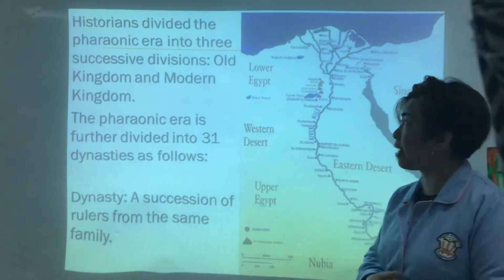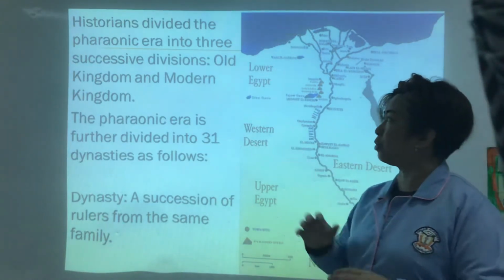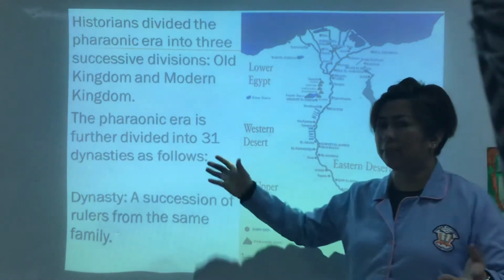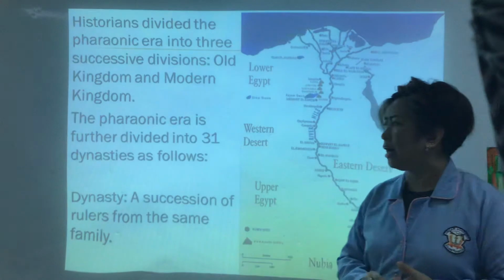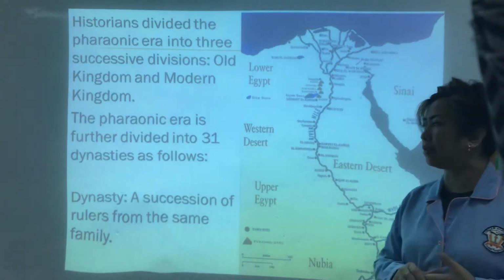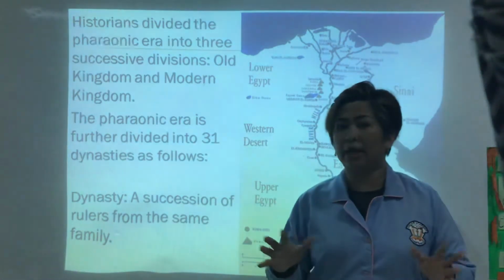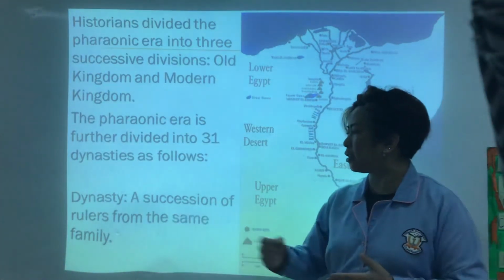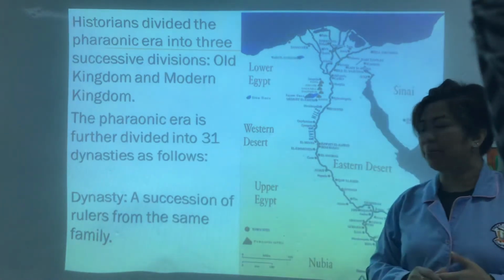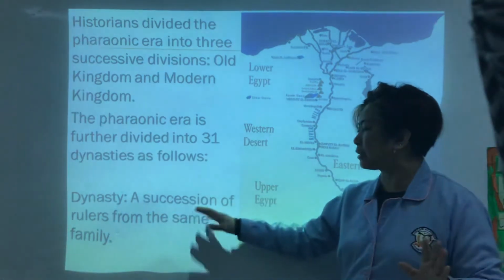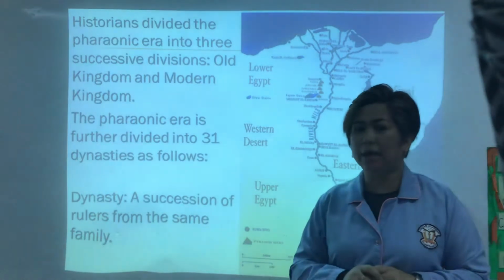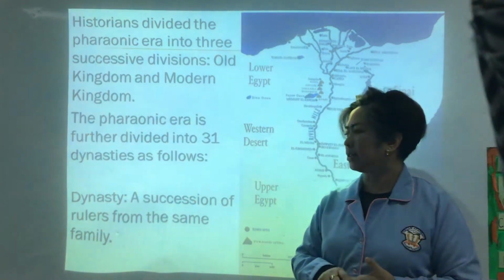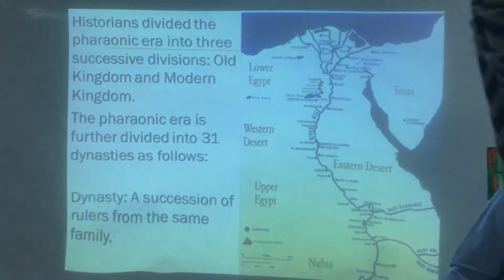Now, historians divided the Pharaonic era into 3 successive divisions: the Old Kingdom, the Middle Kingdom and the New Kingdom. The Pharaonic era is further divided into 31 dynasties as follows. So, they have 31 dynasties. Dynasty means a succession of rulers from the same family. So, there are 31 dynasties. Okay, so now let us continue.